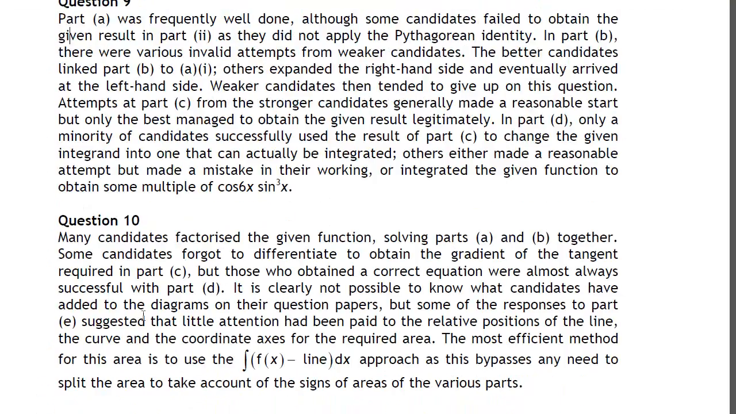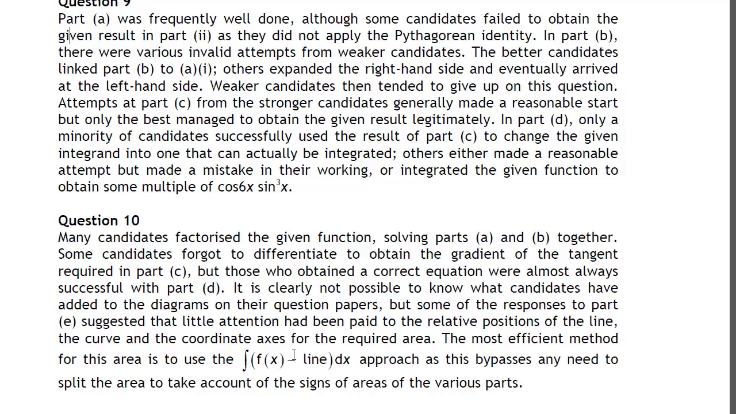Now, the final one, question number 10. Many candidates factorize the given function, so cubic, they faced no problem, A and B altogether. Part C, but those who obtained a correct equation are almost always successful in part D. It is clearly not possible to know what candidates have added to the diagram in their question, but some of the responses to part E suggested that little attention had been paid to the relative positions of the line.